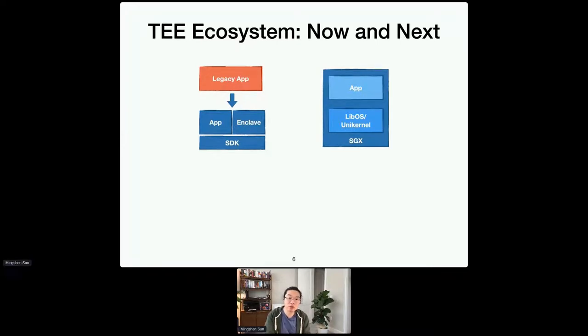Today, we can use the SDKs provided by different manufacturers. Intel has their SDKs, AMD has their SDKs, and TrustZone has their SDKs. Normally we can use these SDKs to build SGX enclaves or TrustZone trusted applications. We split the legacy application into an app part and an enclave part. We can also deploy the legacy application in a containerized SGX or TrustZone environment based on a library OS or unikernel concept.